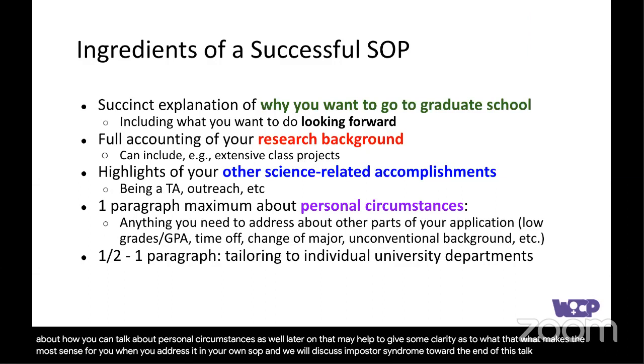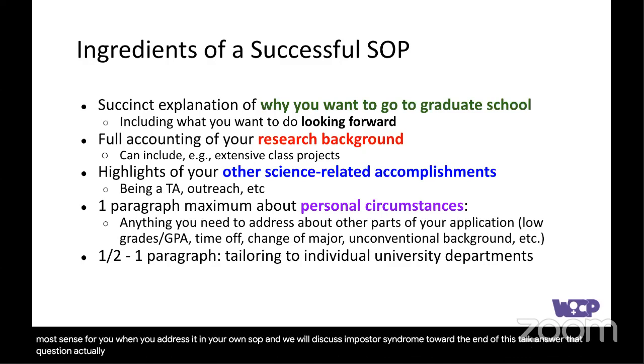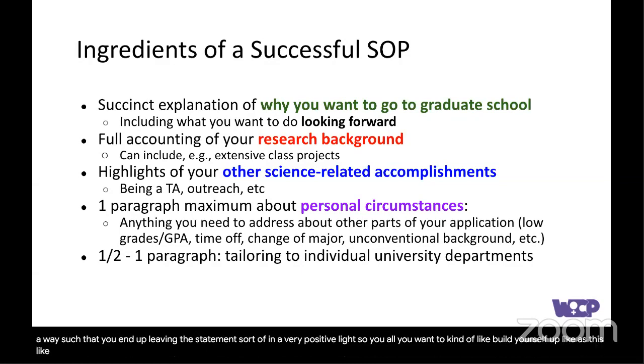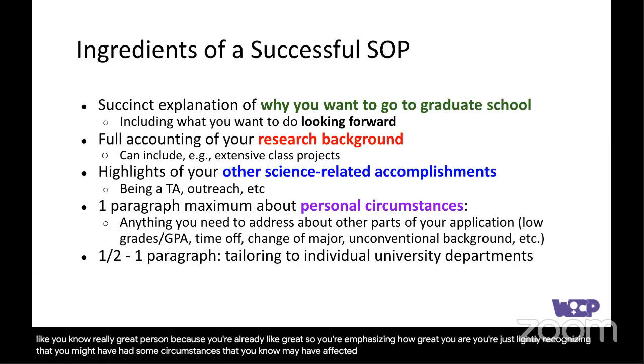I could quickly answer that question, actually. When I was writing my statement, because I was also in a similar position, what I did was put it towards the end, but in a way such that you end up leaving the statement in a very positive light. So you want to build yourself up as a really great person because you're already great. So you're emphasizing how great you are. You're just lightly recognizing that you might have had some circumstances that may have affected maybe your GPA or your GRE, and we'll see examples of that later.